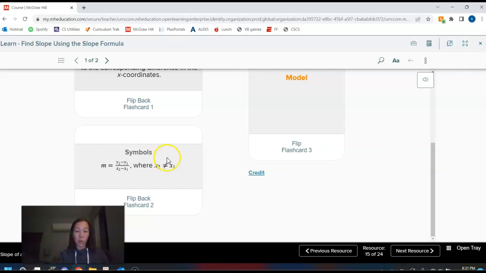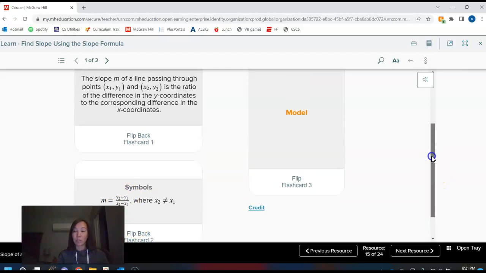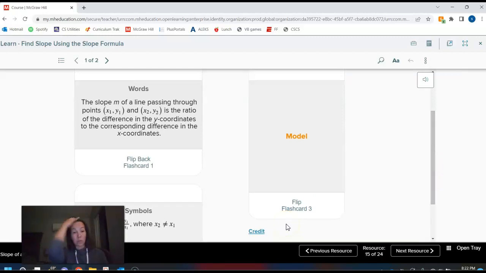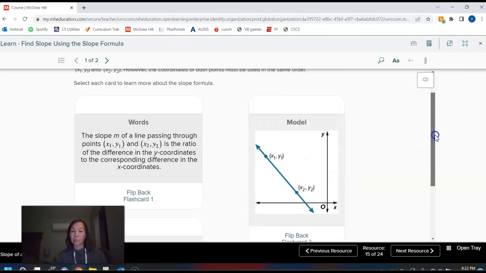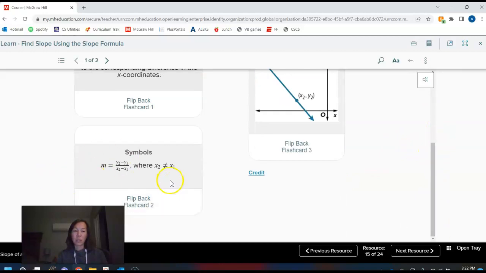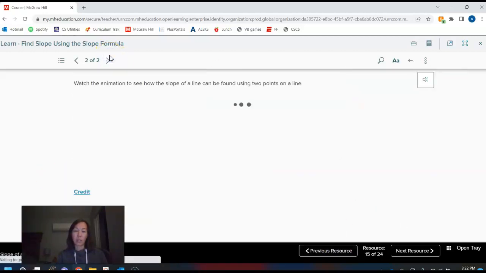For y2, y1, it doesn't matter which one you pick, but whichever one you pick for the top first, you have to use that corresponding x coordinate for the bottom. So these pairs go together. It doesn't matter which one you choose first or second, but make sure the pairs are in the same order. I see students mess this up all the time. They'll start one point with the y and a different point for the x. Here, this one could be x1, y1, or this one could be x1, y1. It really doesn't matter. But this is the formula, so you'll need to be able to use that quite often.